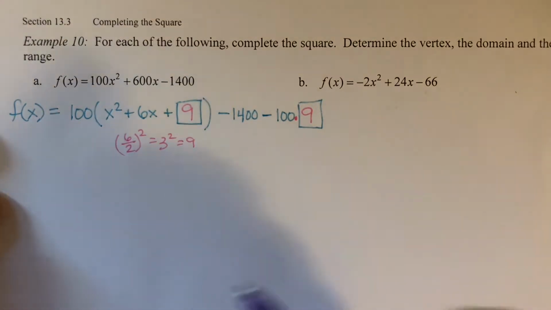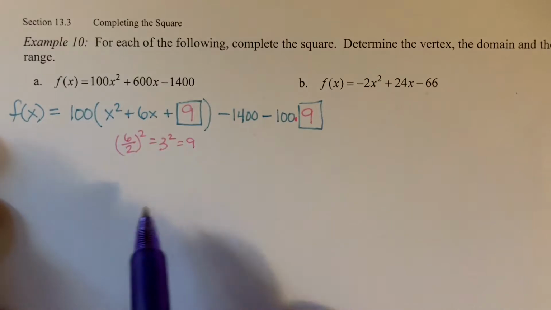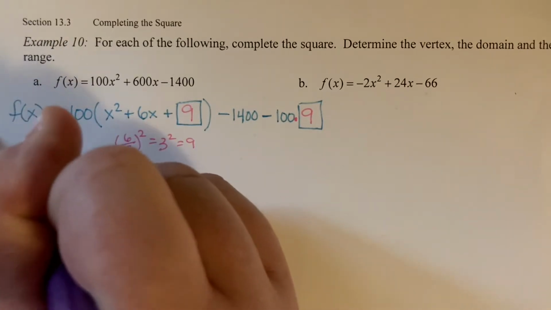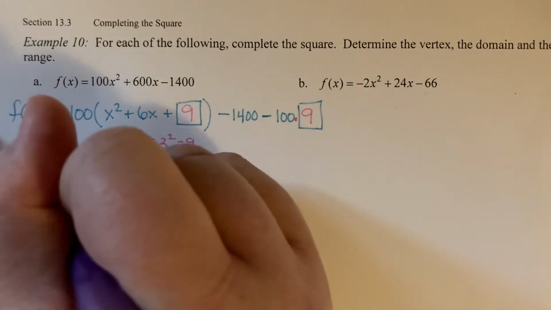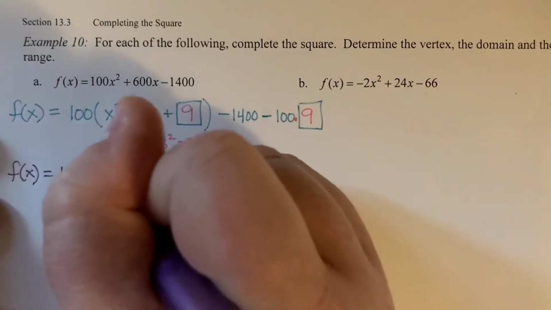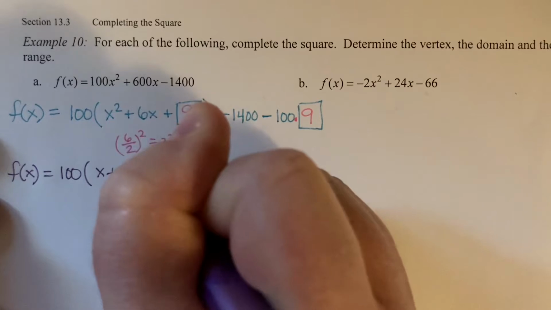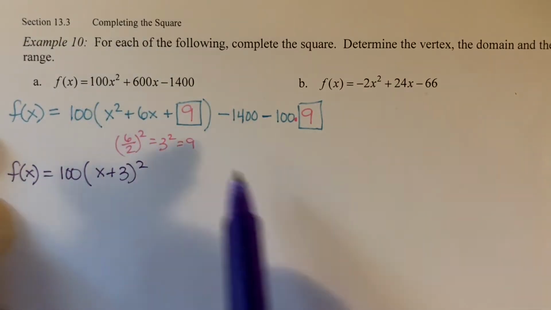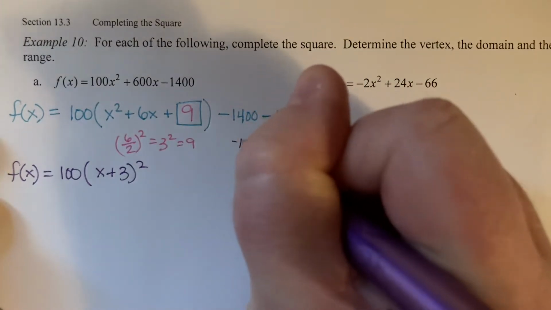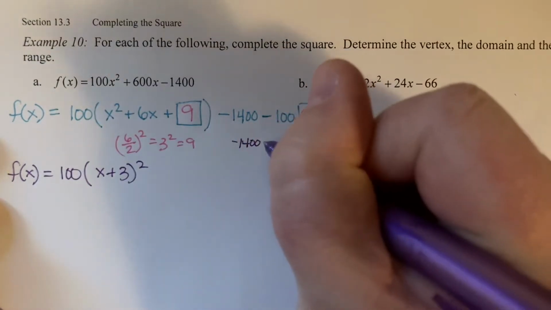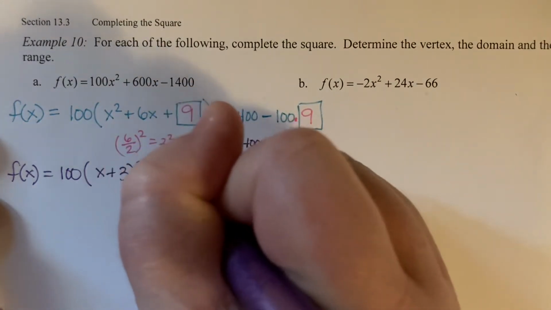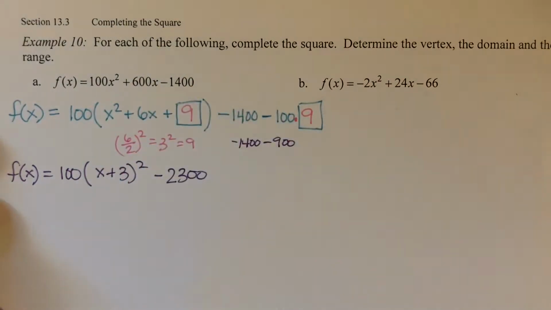All right, so what we get, all I've done is rearrange a lot of pieces, right? We still have the same function that we're calling f of x. It's 100 times x plus 3 quantity squared. That's why I added the 9 to make that a perfect square. And then this is minus 1,400 minus 900. So that is a negative 2,300.